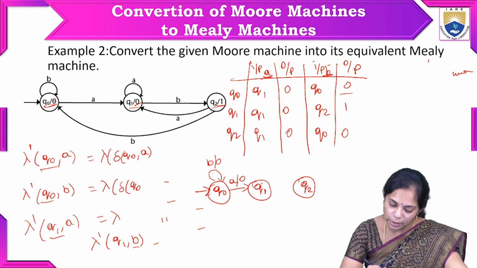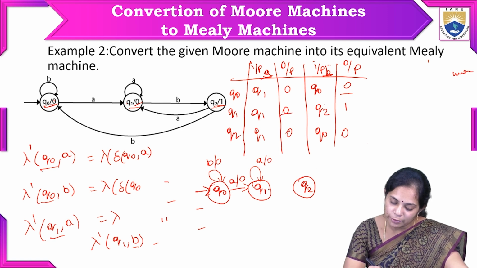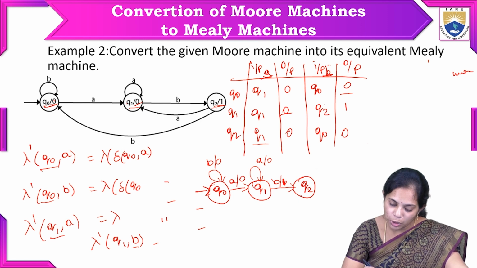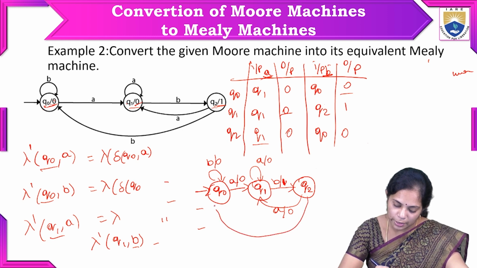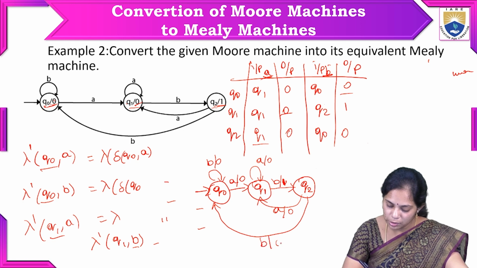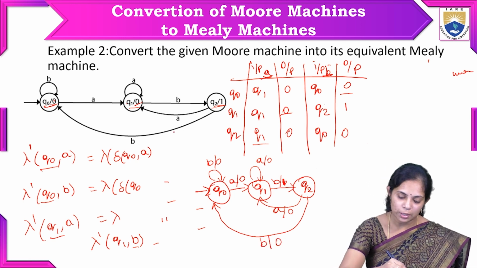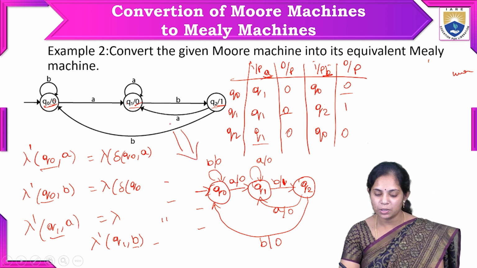Coming to Q1, when you give A as an input, it is a self loop with the output 0. And if you give B as an input symbol, it moves to state Q2 with the output symbol 1. Here we have finished the Q1 state. Coming to the Q2 state, if you give A as an input symbol, it goes to Q1 with the output 0. And from Q2, B as an input symbol, it goes to Q0 with the output 0. So this is how we have converted a Moore machine to a Mealy machine.